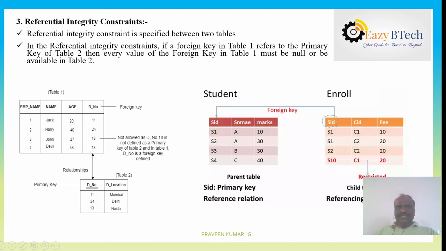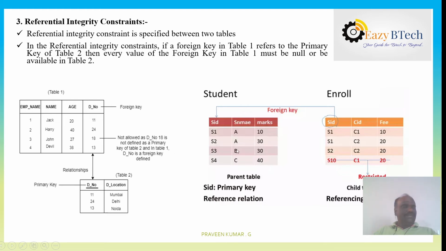In the referential integrity constraint, if a foreign key in table 1 references the primary key of table 2, then every value of the foreign key in table 1 must be null or available in table 2. Here suppose this is table 1, this is table 2. Table 1 is called the parent table, and this is called the child table. It means if he is a student, then only he can enroll for NPTEL.